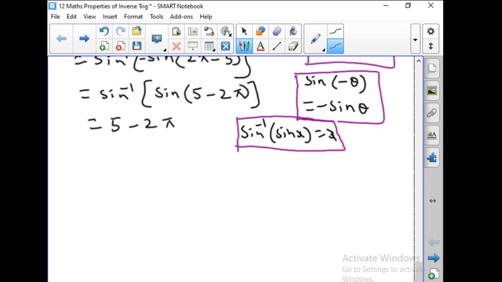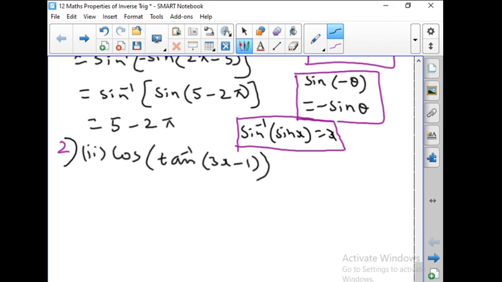Now we'll go to question number 2. The first subdivision in the first question is for homework. Now the second question also, the first one you can take for homework because the second and third are similar to it. The first one is very simple. What about the second one? The second one is cos of tan inverse of 3x minus 1.